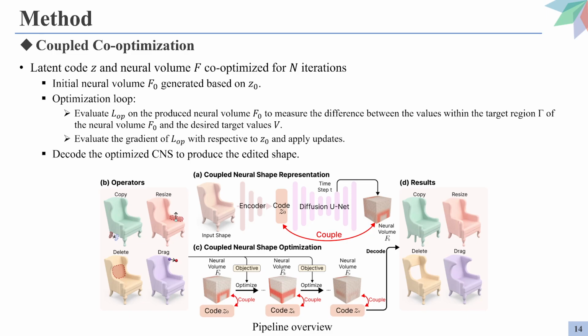Assuming that we have derived gamma and V, the optimization process is as follows. We first initialize the neural volume F0 based on the current global latent code Z0. Then the optimization loop begins, where we apply the objective function on the current F0 and the desired target V to backpropagate the gradients. After the optimization step, we decode the optimized CNS to produce the edited shape.